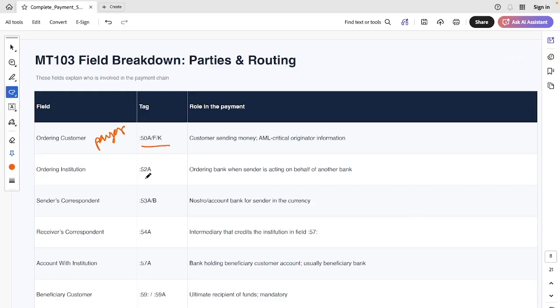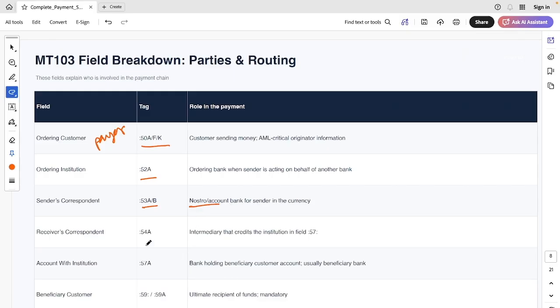Then we have the field 52A. Sorry, the field 52A. This shows the ordering institution, especially where the sender is acting on behalf of another bank. Then we have 53A or B. This is the sender's correspondent. Think of it as the bank where the sender holds an account for the currency, often a nostro account.